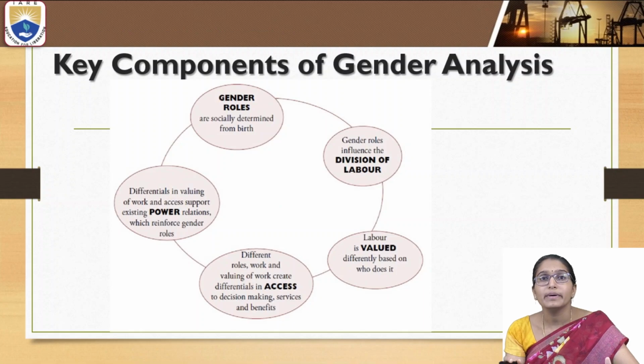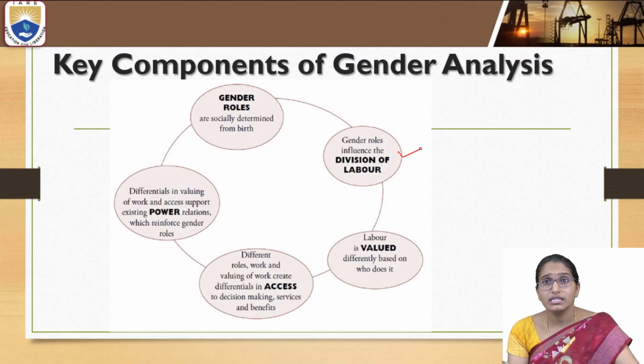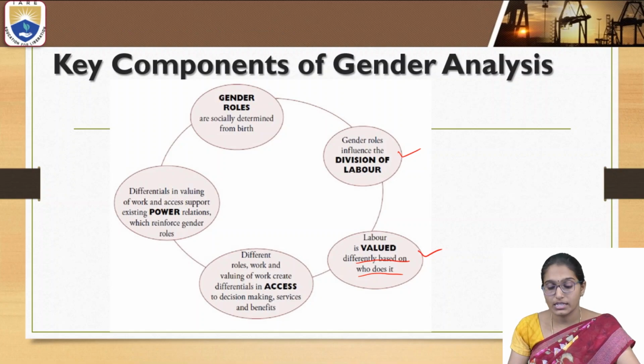That means the particular hard work can be carried out by the men and the women take care of sensitive work. That kind of division of labor based on the gender. So this is one of the factors. And the next one is that labor is valued differently based on who does it. So though both men and women are carrying out work, the value of the work is different based on the gender. So this is also one of the factors. Especially the men are given higher payment and the women are given less payment.